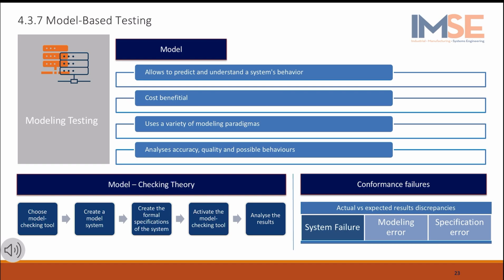And to prove if a model is actually being done correctly or not, you can use model checking theory. The first step to follow is to choose a model checking tool. As I previously mentioned, there are many types of models that you can use, such as software, maybe 3D printing, and so on. So you first have to identify which one is most beneficial for you. Then you actually create the model system, and then you have to create the formal specifications of the system.